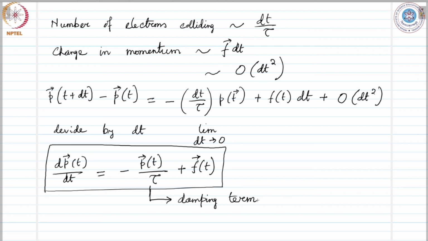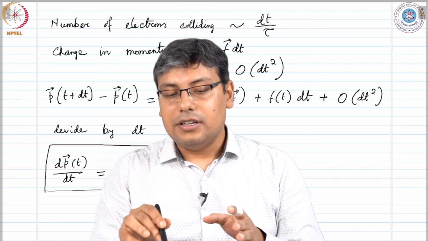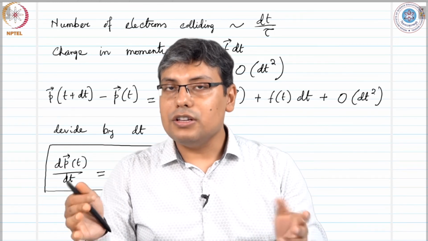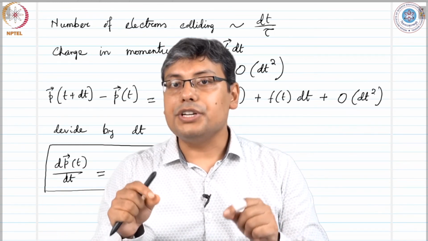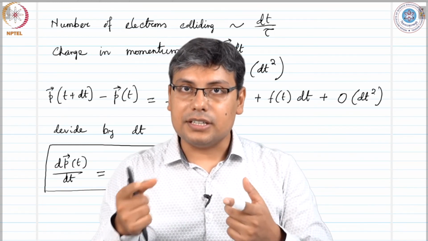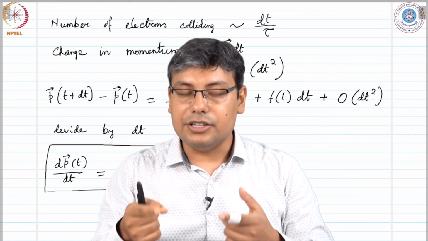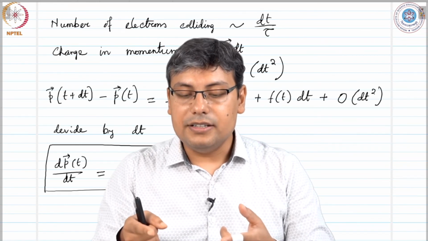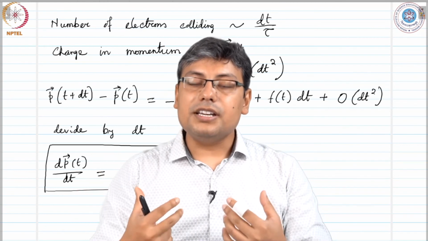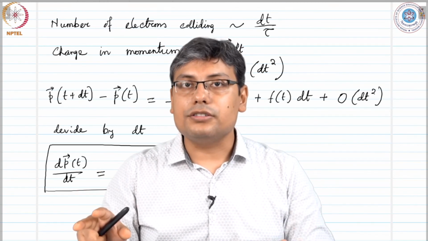Now, this equation deviates from Newton's law. That means, you can clearly see that because of the collision, Newton's law overall is no longer obeyed. Although between two collisions Drude has assumed Newton's law to be valid, if you consider the effect of collisions, Newton's law is no longer valid.